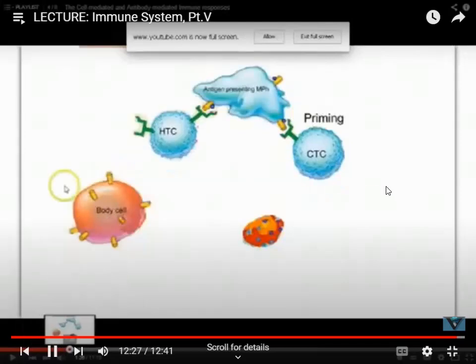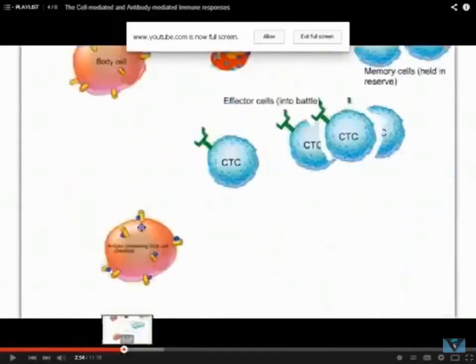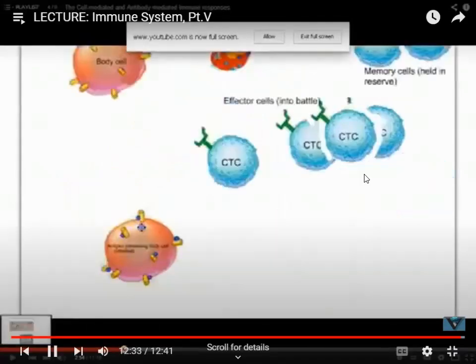Uninfected cell. So let me show you where that happens. Right there. This is an infected cell. So that cytotoxic cell is going to bind to that, because what kind of MHC is on this one?